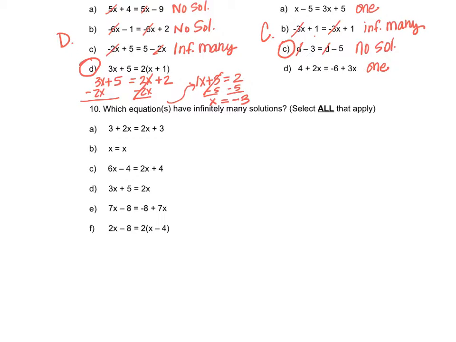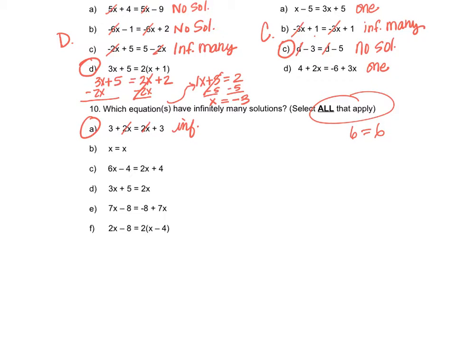Which equations have infinitely many solutions? Select all that apply, so we need to check every one that's correct. Infinitely many looks like two numbers that are equal at the end. So if I look at A, my two x's are the same, so they'll cancel. I'm left with 3 equals 3. That is infinitely many. So I'm going to circle A.